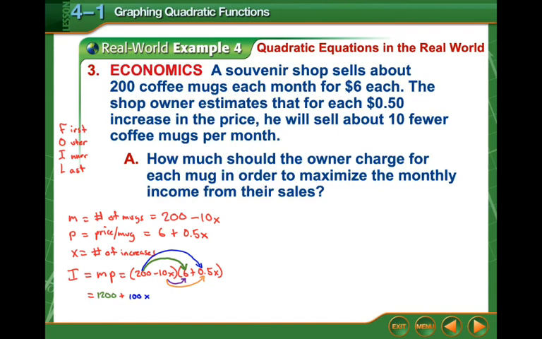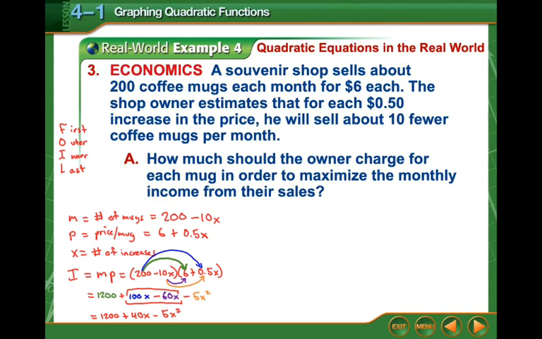Negative 10x times 6 is going to be negative, right? Because a negative times a positive, and 10 times 6 is 60x. And then again, negative times a positive is negative. 10 times 0.5 is 5. And that's x squared. And then we have some common terms that we can combine in the middle here. So that's going to be 1200 plus 40x minus 5x squared.